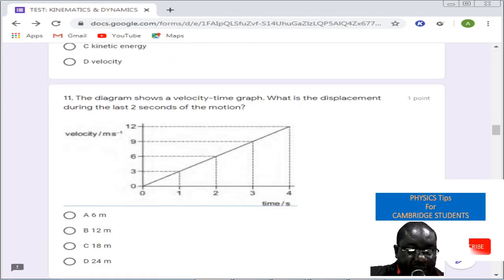Number 11. The diagram shows a velocity time graph. What is the displacement during the 2 seconds of the motion? Let's look at the question.